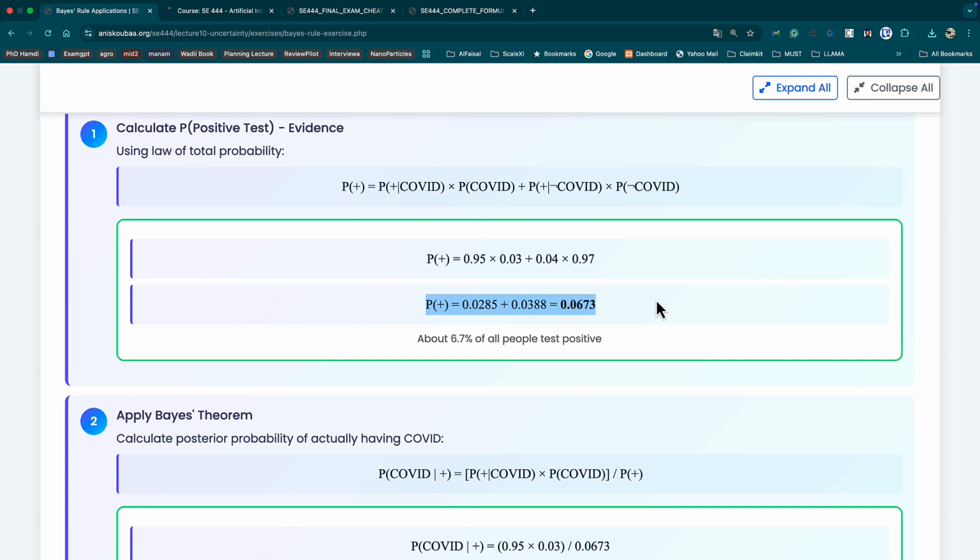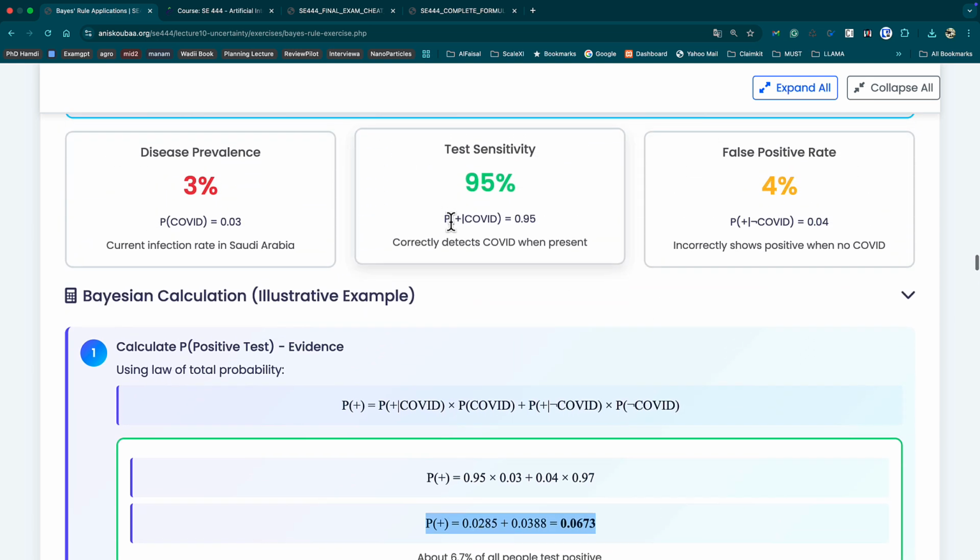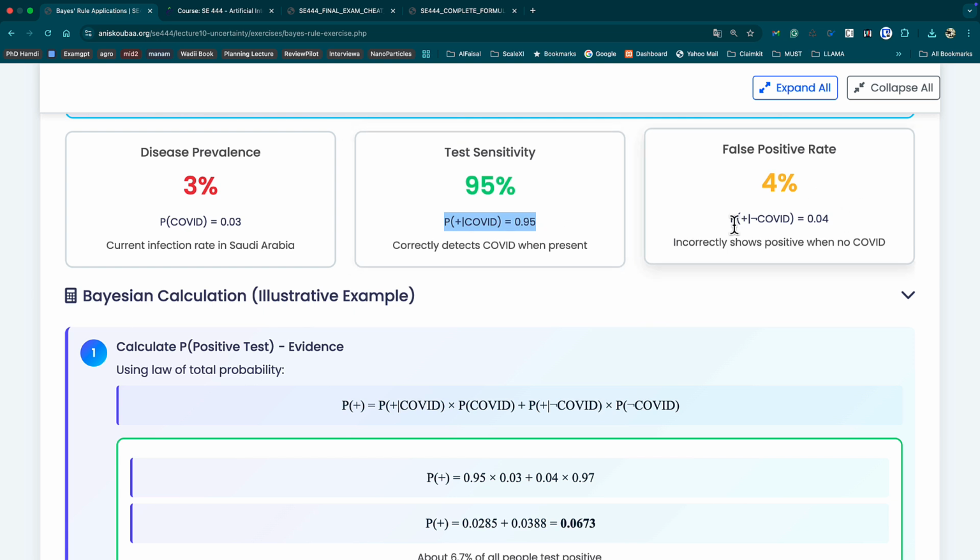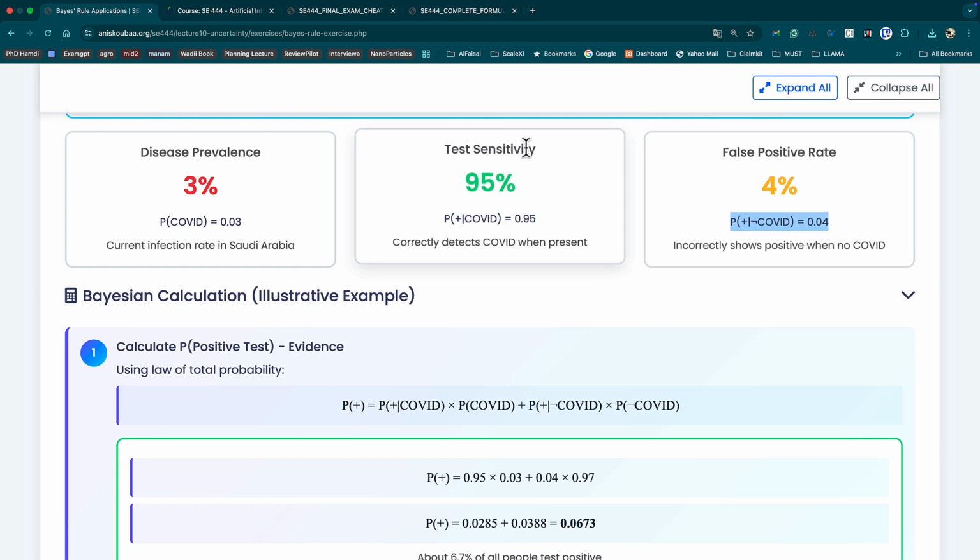I mean, the probability that the person has COVID, given the test is positive, isn't this the accuracy of the test? Which one? This one? Yes. Yeah, this is the accuracy of the test. And this is the false positive of the test. This is sensitivity. We call it sensitivity.